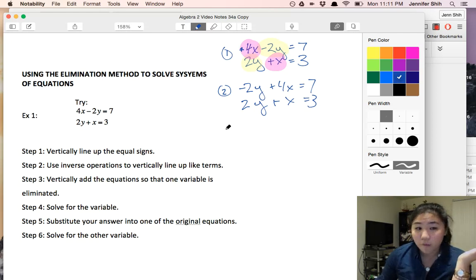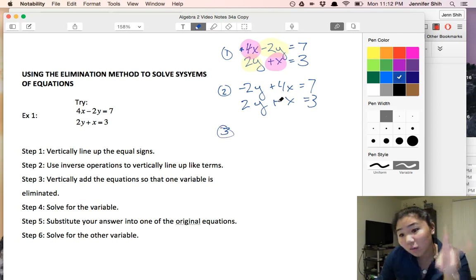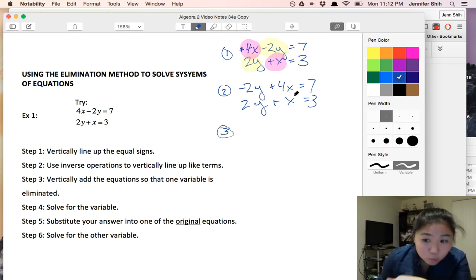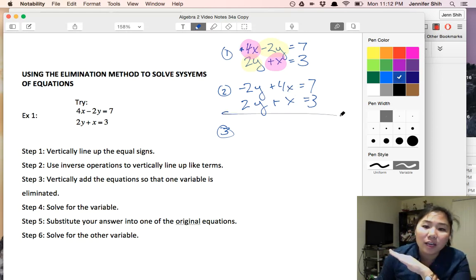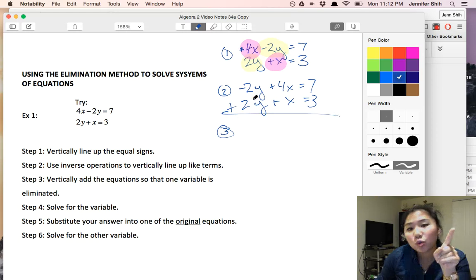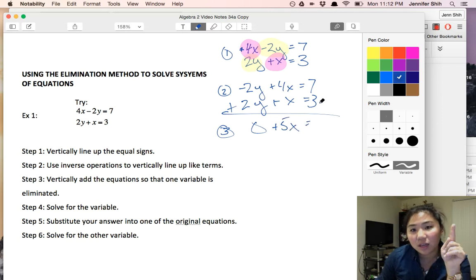Step 3, vertically add the equations so that one variable is eliminated. Remember, we cannot solve both variables at the same time. We have to eliminate one, solve the one that's left over, and then plug it back in. Okay, so let's add this up. Negative 2y plus positive 2y is 0. 4x plus 1x is equal to 5x. And then 7 plus 3 is equal to 10.